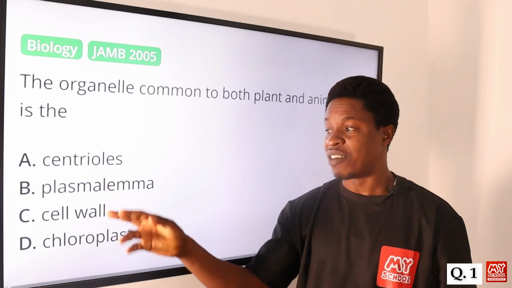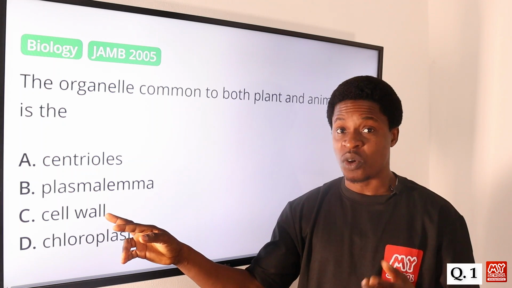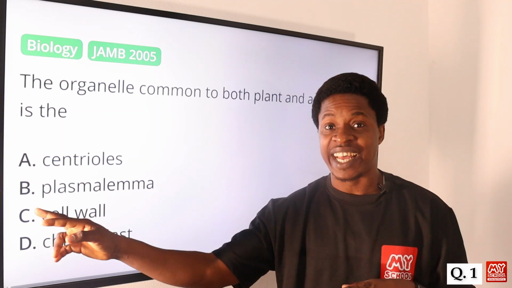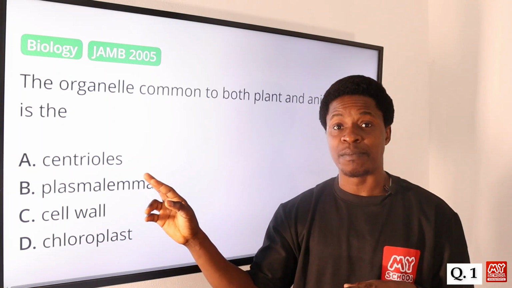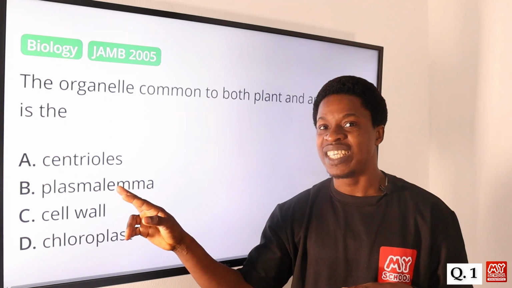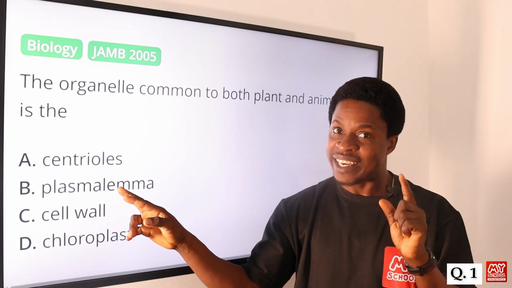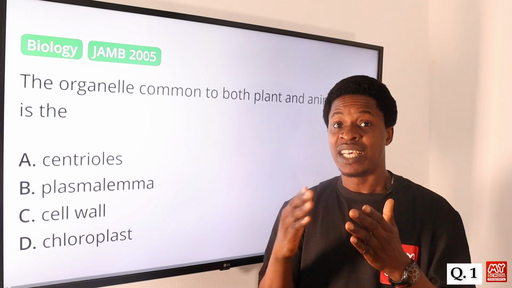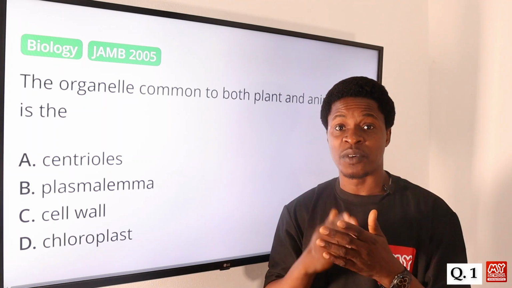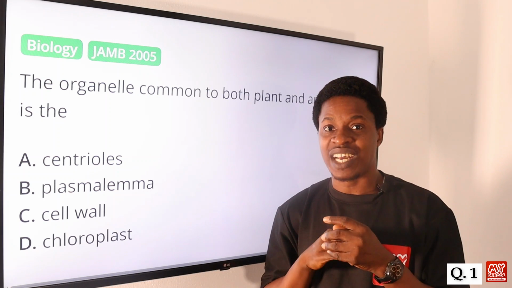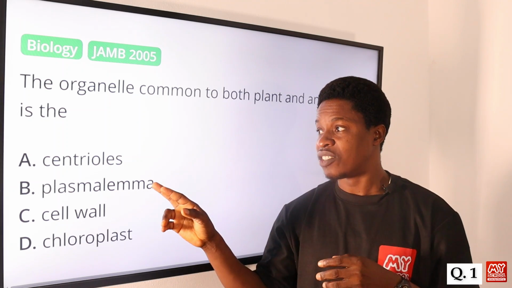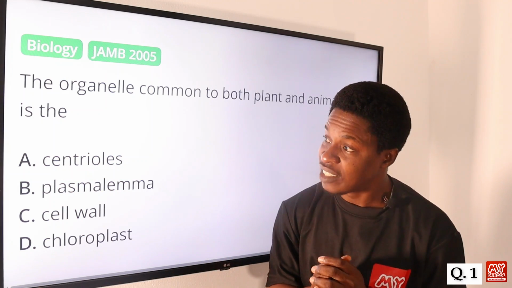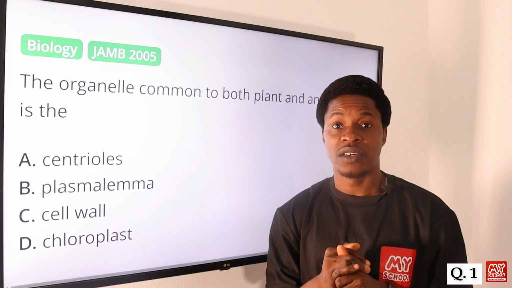If you look at all of these options now, chloroplast is not common, it's only found in plant cells. Cell wall is also found in plant cells and is not regarded as an organelle. Plasmalemma, which is cell membrane, though common to both plant and animal cells, is not regarded as an organelle. The question says the organelle common to both. So among these options, centrioles appear to be the best option. So we go for the correct answer, which is option A, centrioles.